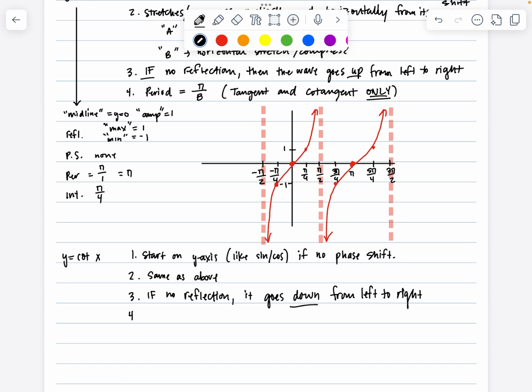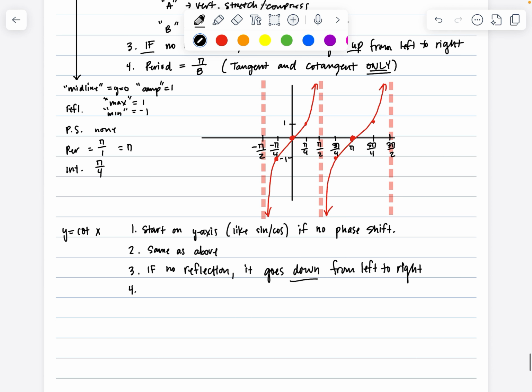Okay. And then step 4. And sorry, I should have added this: start on the y-axis if there's no phase shift and graph to the right. Four to the right. What I mean by 4, I mean 4 points, using the interval, just like sine and cosine. That's why I wrote like sine and cosine. And 4, same as above.